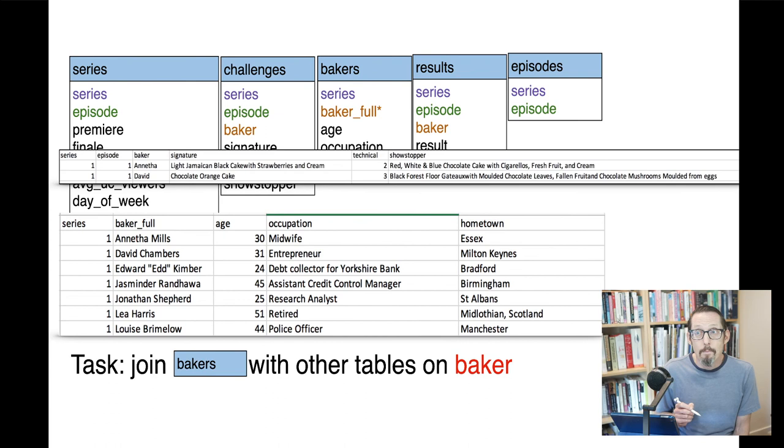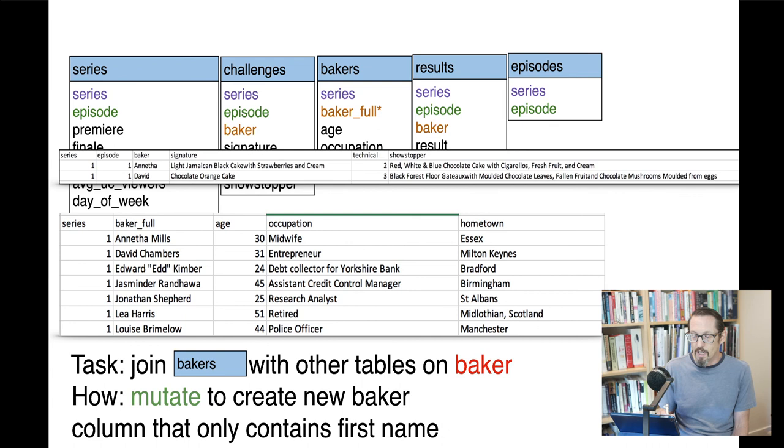Well, we have the baker's name here and the baker's name here, but there's an important thing. If you want to line up this entry with this entry, we need to parse out that last name and know that this is Anitha from series one, Anitha from series one, and we have to match it up that way. So what we're doing is we have to mutate this full name column so that we get a version which is only the first name, and then we need to line them up on that first name. So we're going to mutate the baker's full name into a first name only column. Okay? Then we can line stuff up.